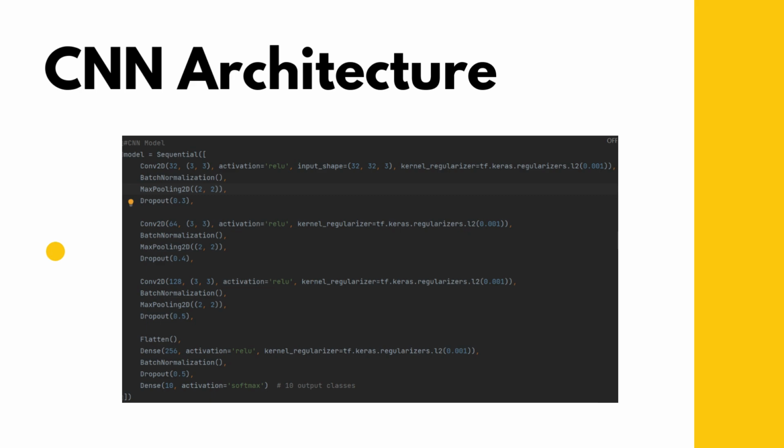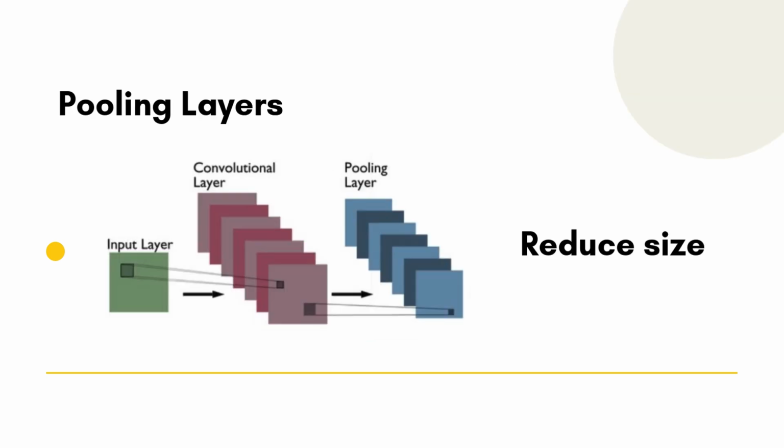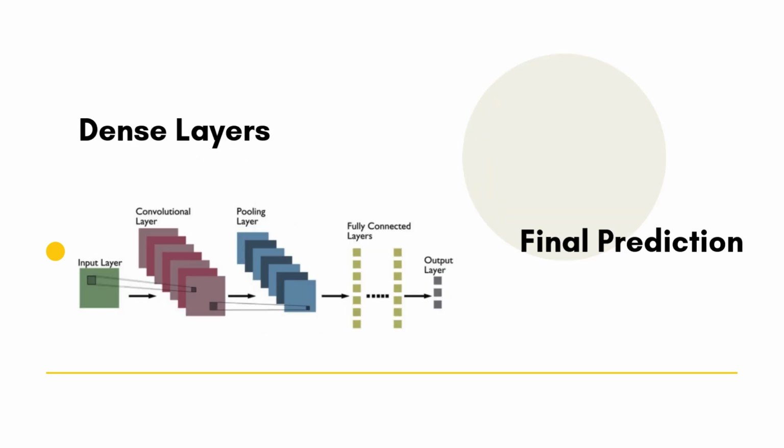I designed a straightforward architecture with a few convolutional layers, max pooling layers, and dense layers at the end. Each layer plays a role. Convolutional layers detect features. Pooling layers reduce the size of the data to make computations faster, and the dense layers at the end make the final prediction.